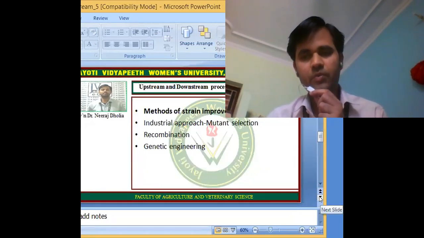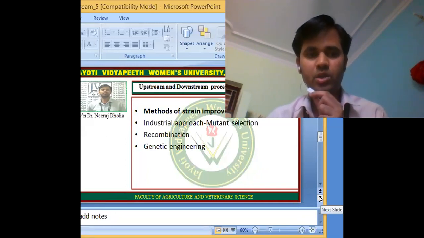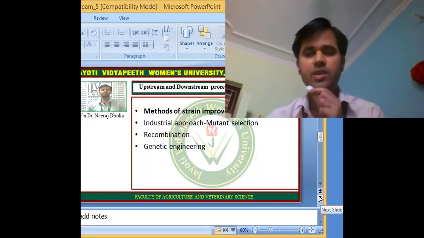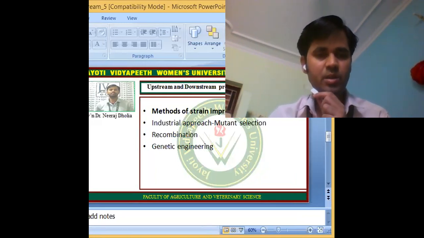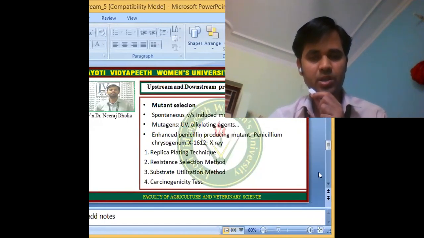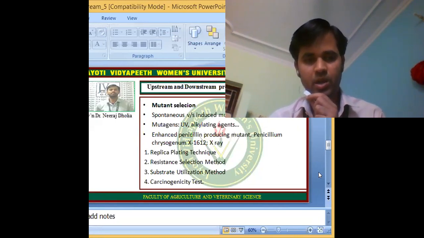Further, there are various methods of the strain improvement. The first method adopted by the industries is the mutant selection. Other than the mutant selection, there are other methods also, like recombination and the genetic engineering technology. First we will discuss the mutant selection. In the mutant selection, we can use a few methods. There is spontaneous mutation and also induced mutation.